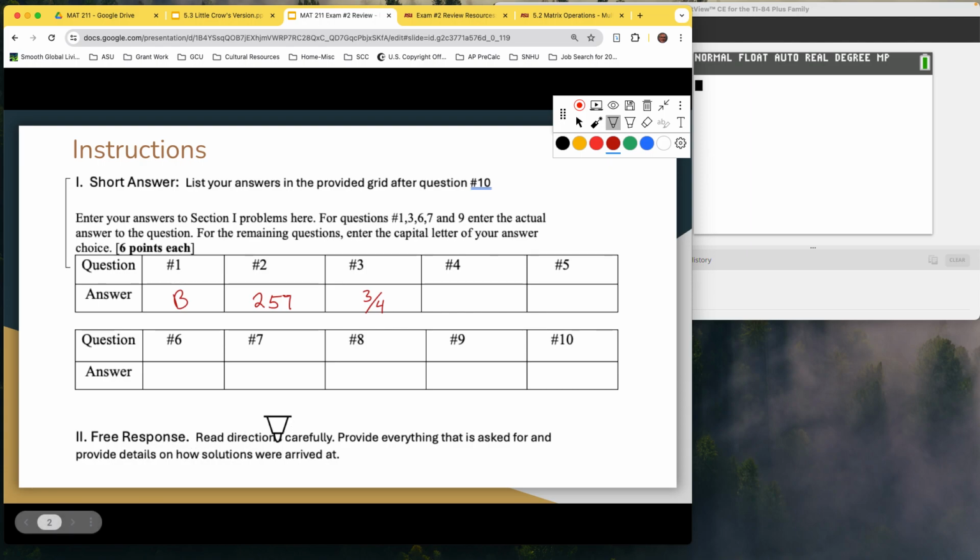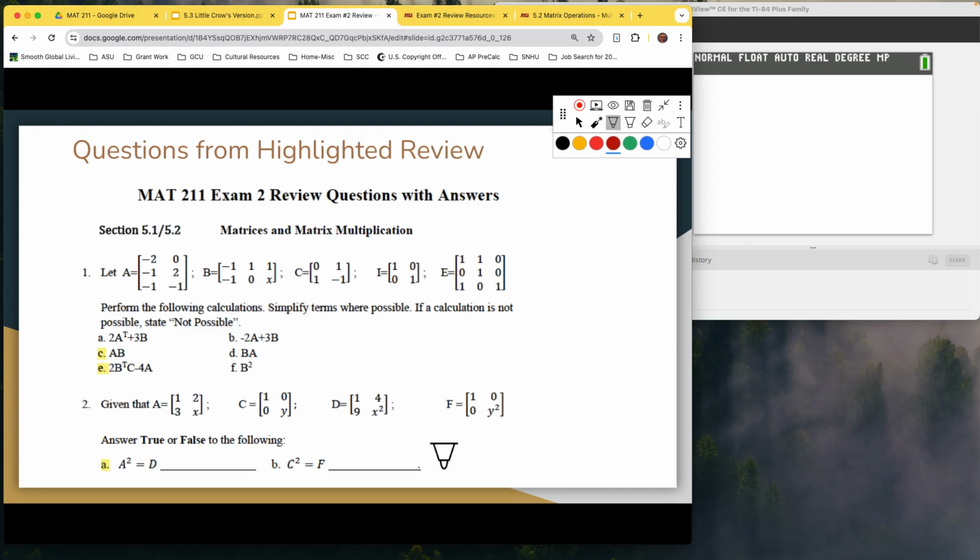And then for the free response, I changed the instructions slightly. Just provide everything that is asked for. That's part of it. And provide details on how solutions were arrived at. So much of this we do use our calculators to find the matrix and such. So when it comes to showing your work, just make statements, and in these review videos I'll kind of give a detail on that. Okay, so I'm going to be going over the highlighted exam, the highlighted questions.